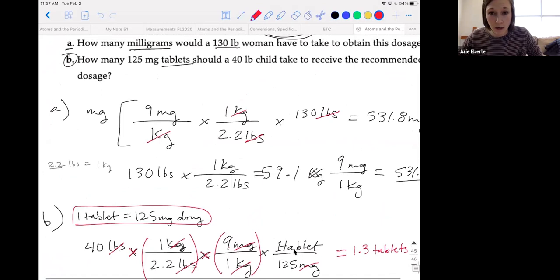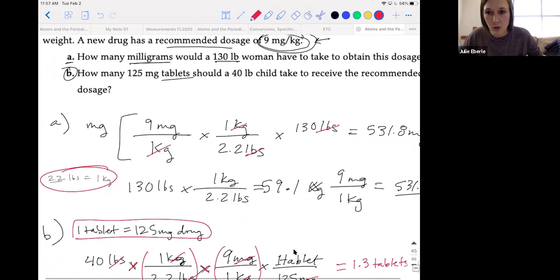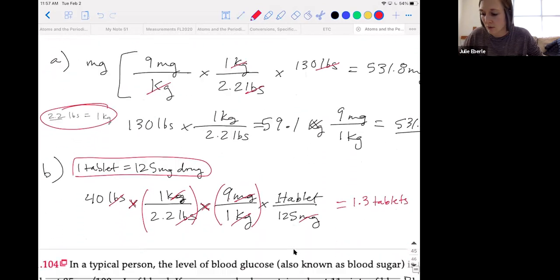This is what I consider a complex conversion problem. Multiple steps, multiple units. Now, again, on an exam, I would give you pieces of information like this right here. You needed that pounds to kilogram relationship, so I would give that to you. I'm not going to ask you to look anything up on the internet for an exam. Please don't do that.